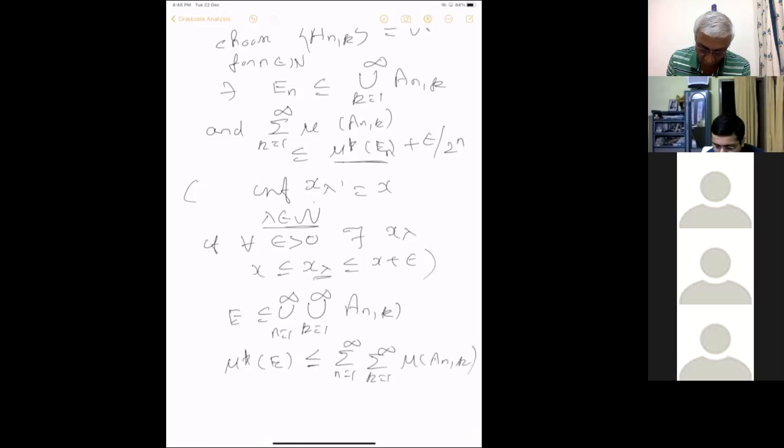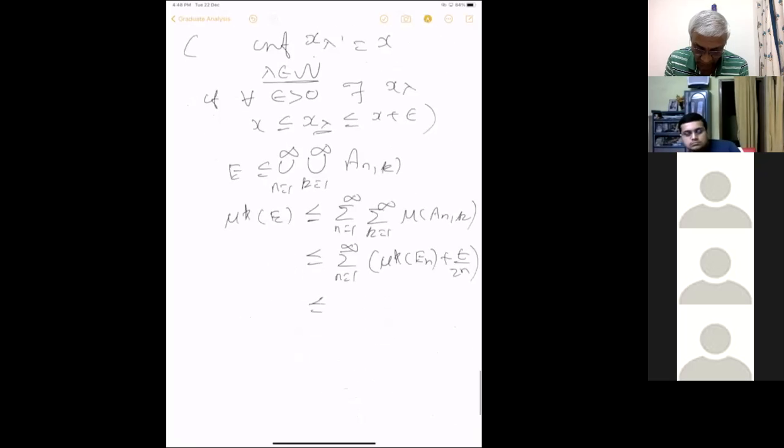But then we know that all this mu of A_{n,k}, summed over k, is less than or equal to mu star of E_n plus epsilon by 2 power n. But epsilon by 2 power n will sum to epsilon. So this is less than or equal to summation n equal to 1 to infinity of mu star of E_n, plus epsilon.